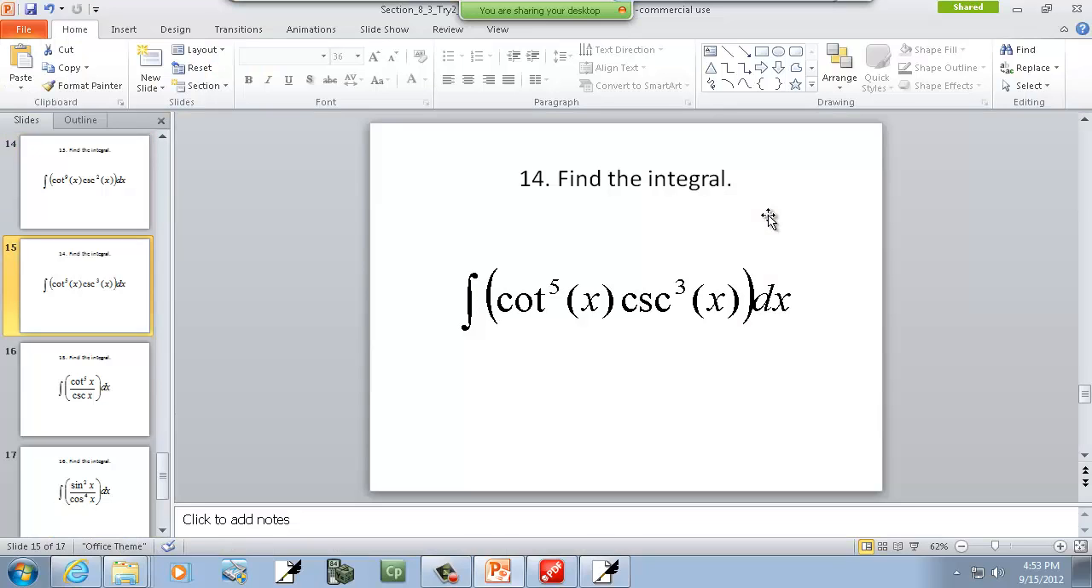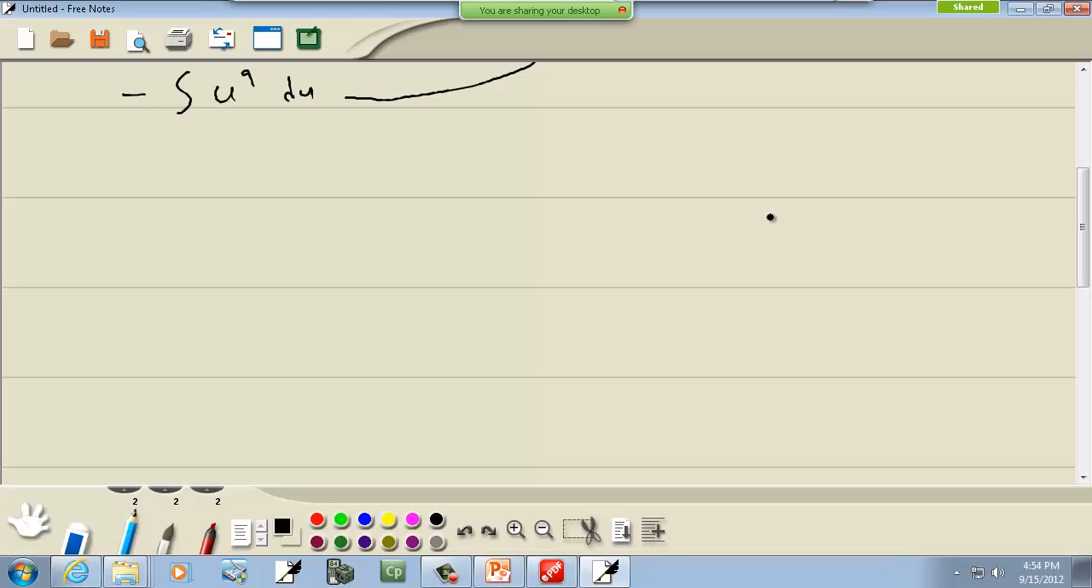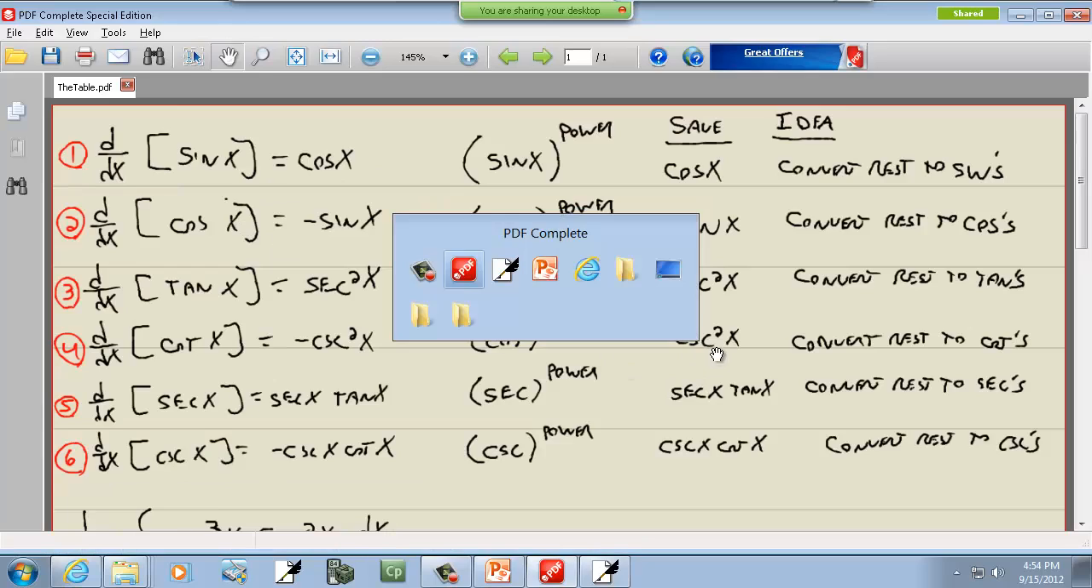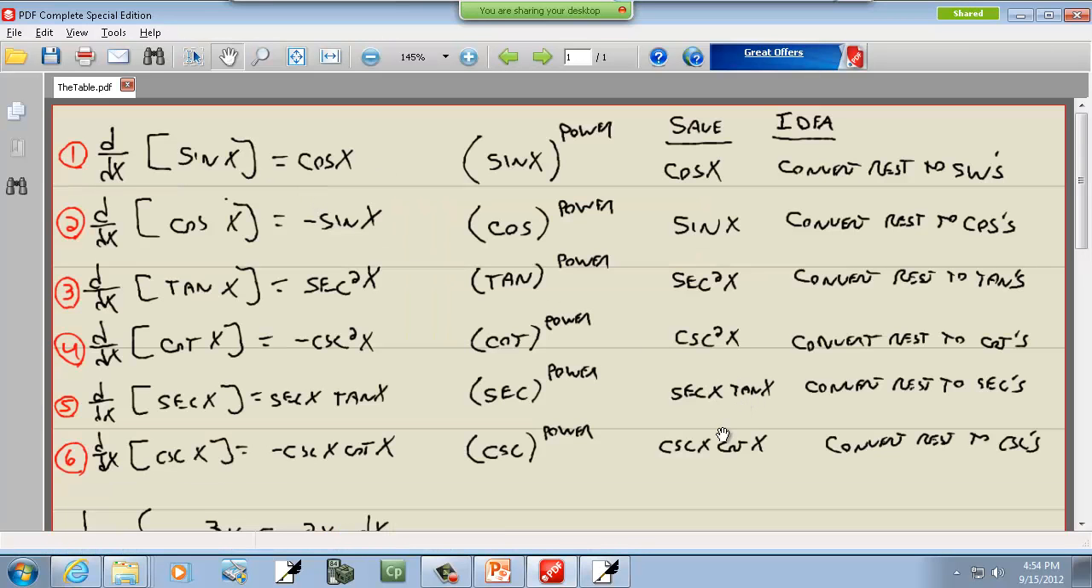So let's look at this one. So we got cotangent to the 5th of x, cosecant to the 3rd of x dx. Now, before we saved a cosecant squared. Over here, if I save a cosecant squared, that's going to leave me cosecant to the 1st power. We can't have that, so that one doesn't work. So come over here, we're going to save a cosecant and a cotangent. We'll use this one.